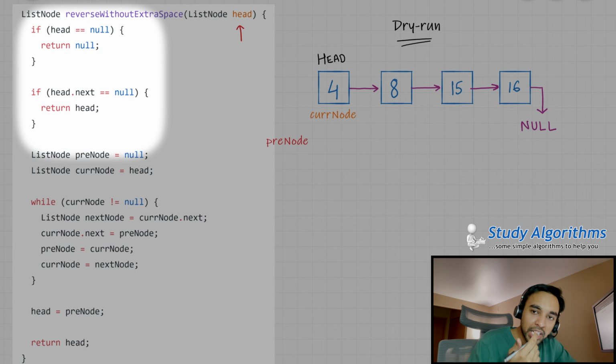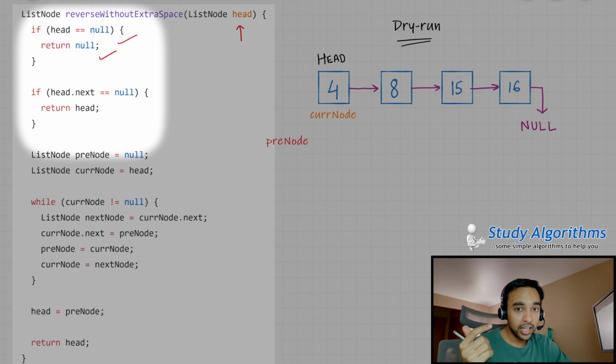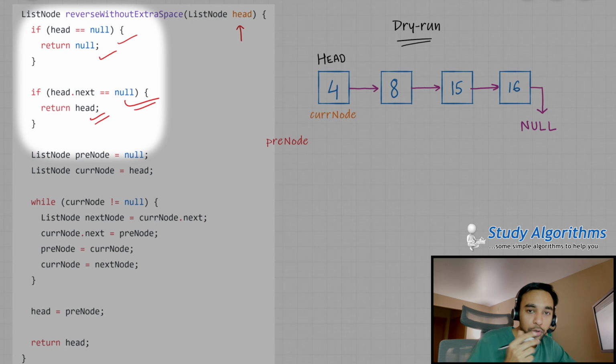Initially, I have some sanity checks. Like if my head is null, then I just need to return null because you cannot reverse a list that is already null, right? Next, I check if my linked list only has a single node. You cannot reverse a single node, right? And if you have just one node, then the next of head would be null, right? So if you just have a single node, you simply return the original value, and that would be it.